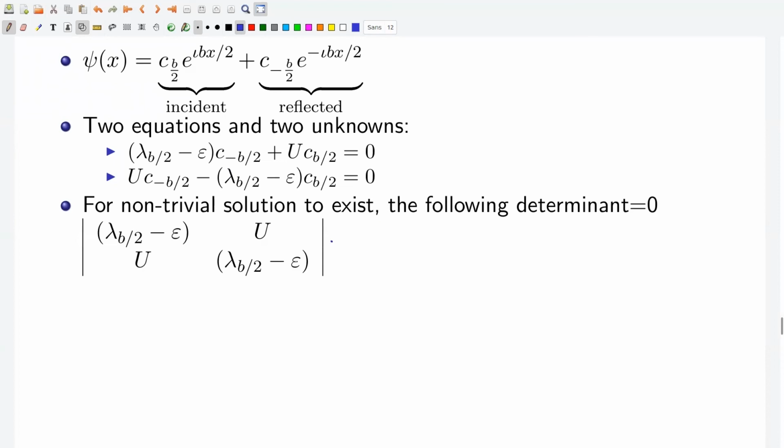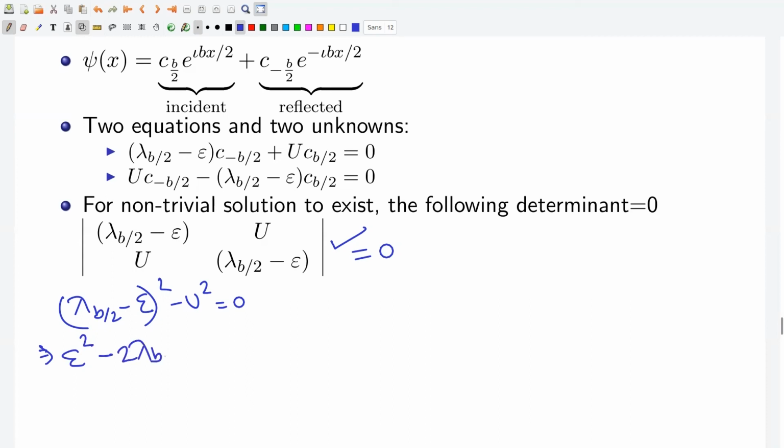For a non-trivial solution to exist, the determinant should be equal to 0. Let us expand the determinant. Lambda b by 2 minus epsilon whole square minus u square is equal to 0. This implies that epsilon square minus 2 lambda b by 2 epsilon plus lambda b by 2 square minus u square is equal to 0.